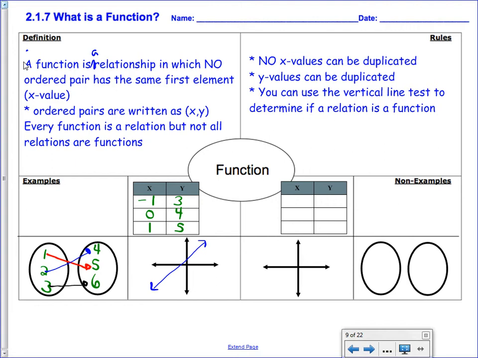Some non-examples. I have two x values, so 2 is being mapped to 3, and then 2 is being mapped to 5 as well. So there's a duplicate there.